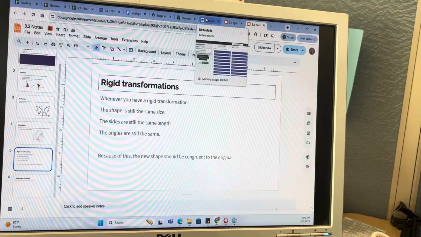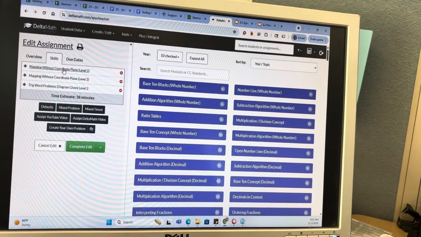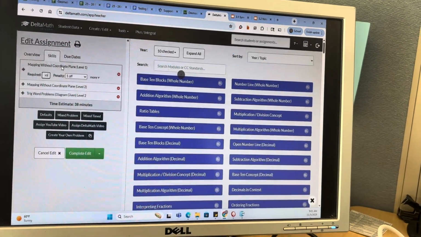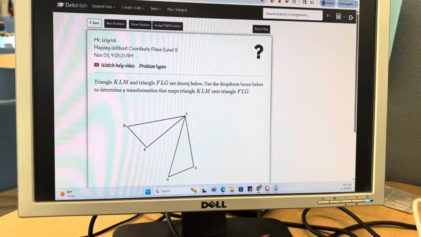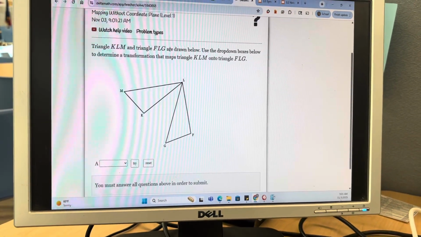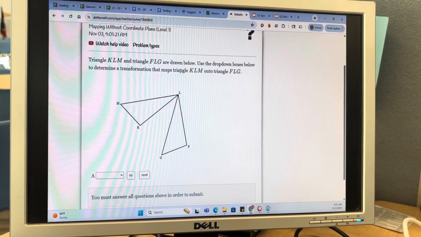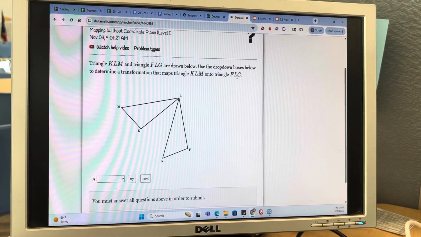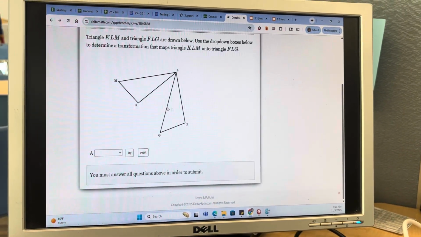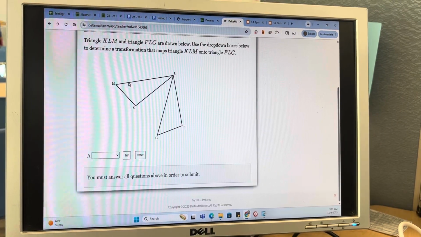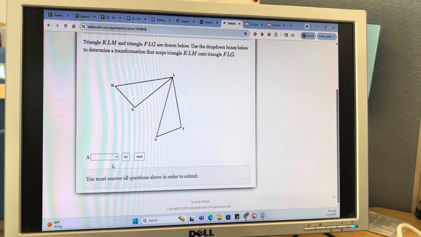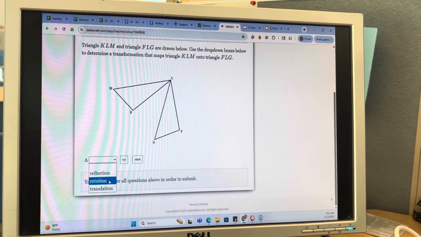Your assignment today is going to be in Delta Math. So we have this level 1, mapping without the coordinate plane. It says triangle KLM and FLG are drawn below. Use the drop-down boxes to determine a transformation that maps triangle KLM onto triangle FLG. So we have to get this one around to this one. This one, I believe, should just be a rotation.